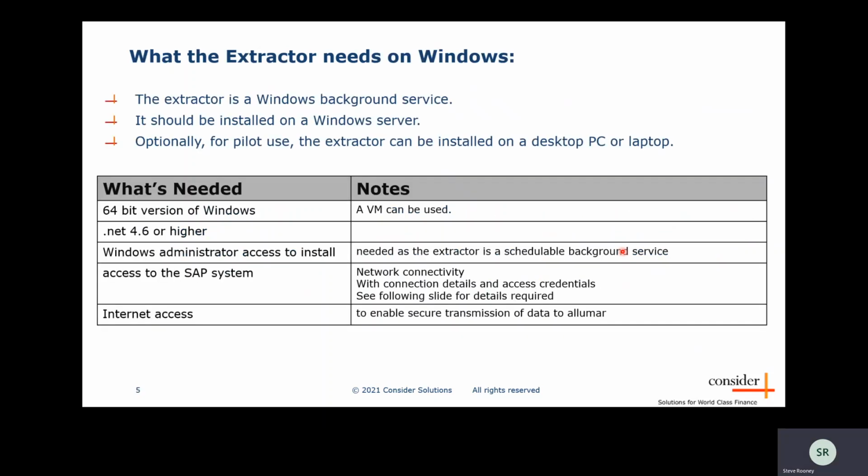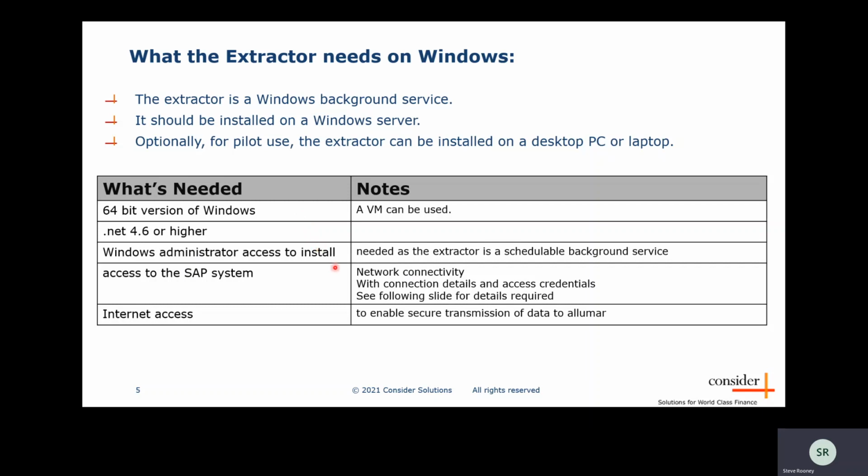Firstly, some prerequisites. The extractor is a Windows background service, so you'll be downloading to Windows. It should be installed on a Windows server. However, optionally for pilot use, it can be installed on a desktop PC or laptop. It does not need much resource, so a minimum spec Windows machine is fine with about 100 megabytes of free space. It needs to be a 64-bit version of Windows with .NET 4.6 or higher. It needs admin access to install.